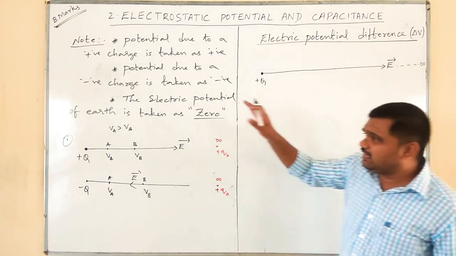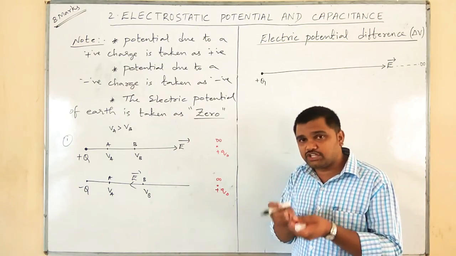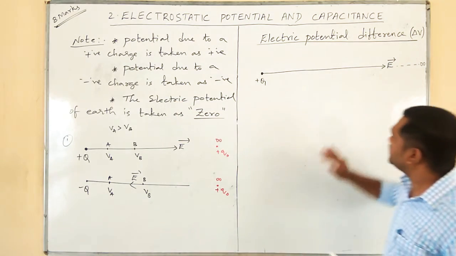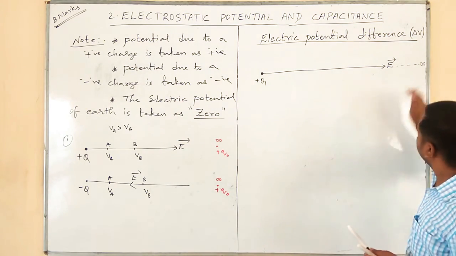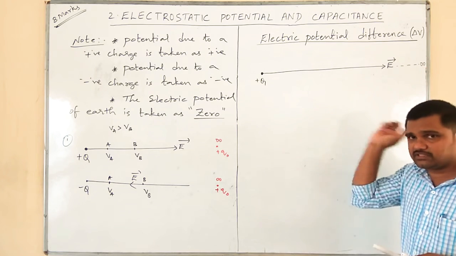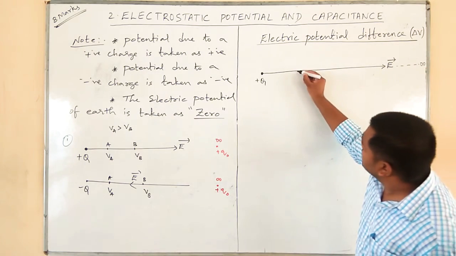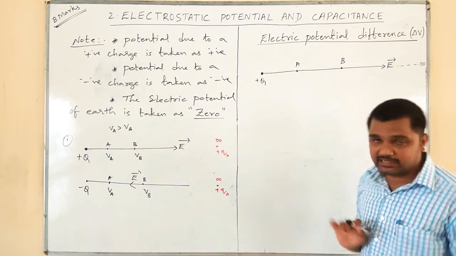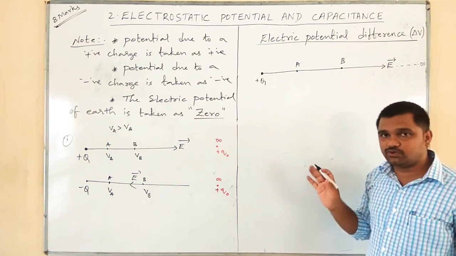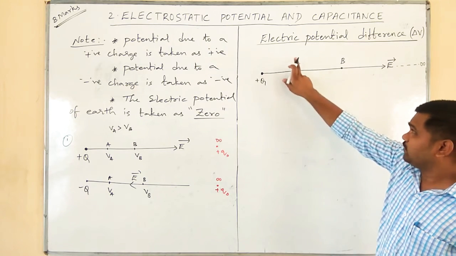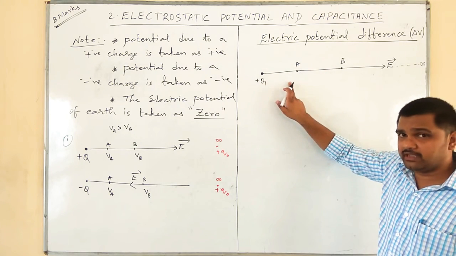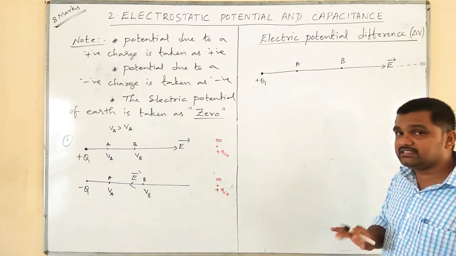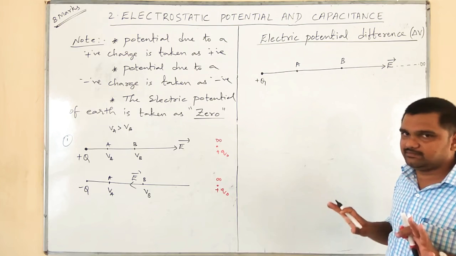Otherwise, we usually say the potential of an object with respect to Earth. But here, for electrical experiments, we take infinity as the reference point. Say for example, the point A, the point B, like this. Now you are in a position to say at which point the electric potential is more: at A the potential is more, at B the potential is comparatively less, isn't it?